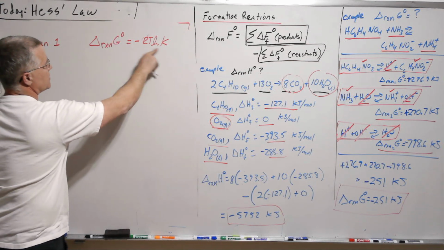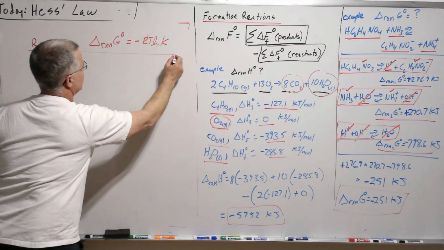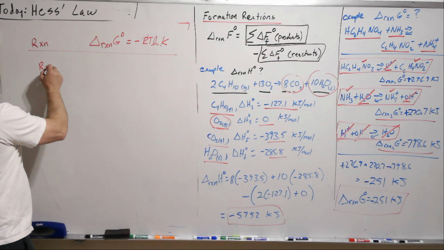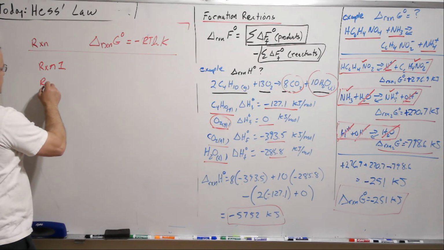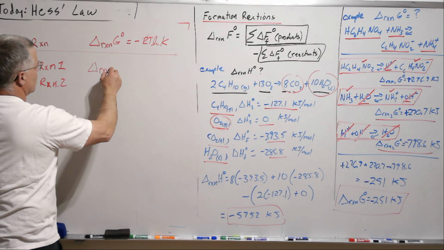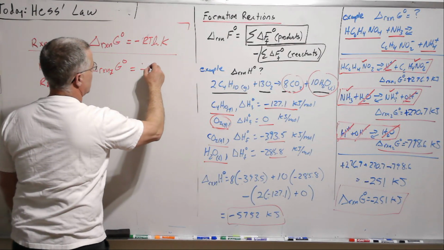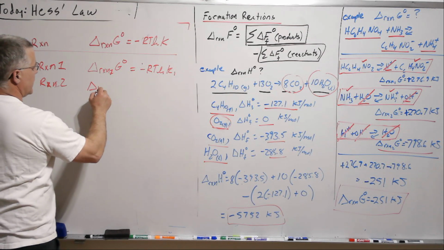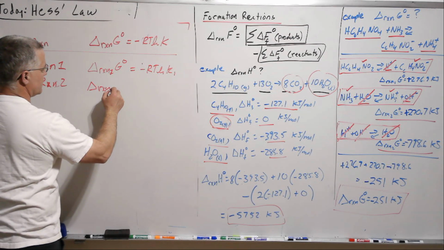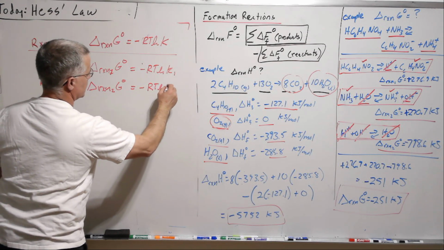Okay, so here's our reaction. Let's call this reaction 0, and this is going to be made up via Hess's law. Let's just do reaction 1 and reaction 2. So this has a delta reaction 1 G, which is minus RT ln K1. And this has a delta reaction G2 of minus RT ln K2.